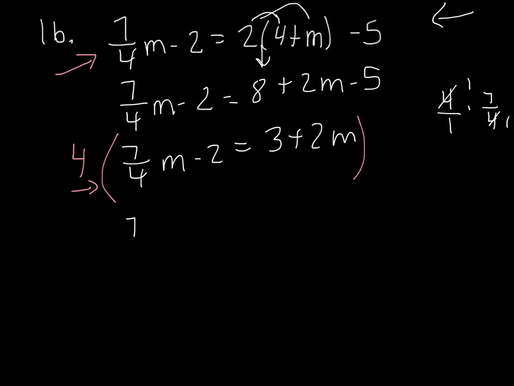So this is going to become 7m minus 8 equals, don't forget the right-hand side, 12 plus 8m. So now I need to go about solving this equation just like I would any other equation. So I'm going to add 8 to both sides.